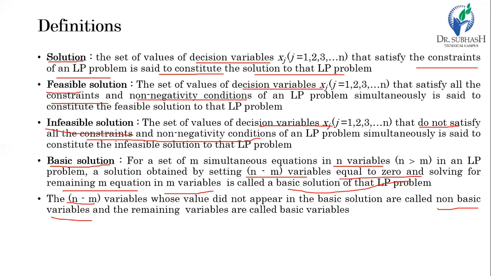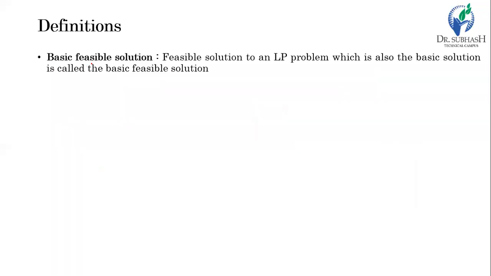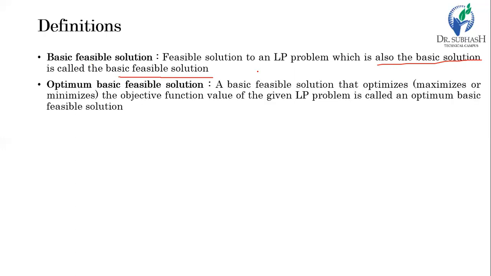Let's see another definition, which is the basic feasible solution. This is the combination of two conditions, the feasibility condition and the basic solution condition. A feasible solution of an LP problem which is also a basic solution is called a basic feasible solution. Then optimum basic feasible solution.